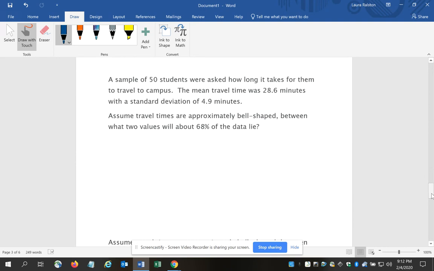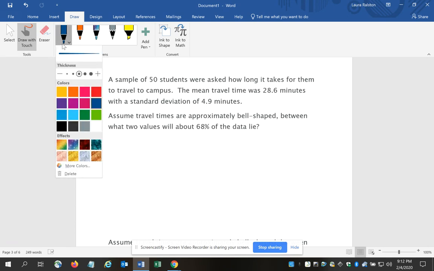All right. One more, but it's got 3 parts. It says a sample of 50 students were asked how long it takes for them to travel to campus. The mean travel time was 28.6 minutes with a standard deviation of 4.9. Assumed travel times are approximately bell-shaped. Between what two values will about 68% of the data lie?